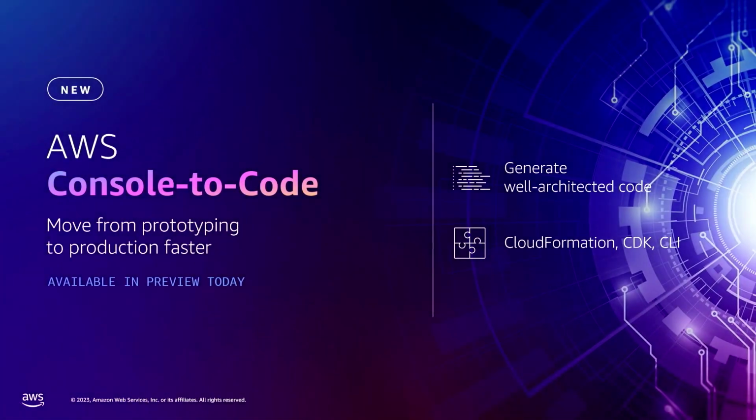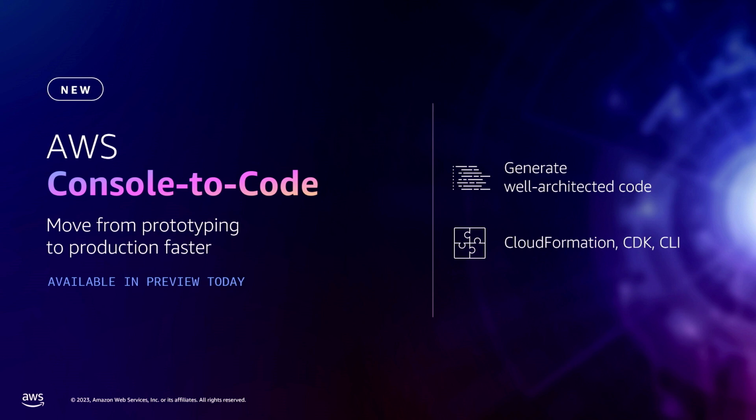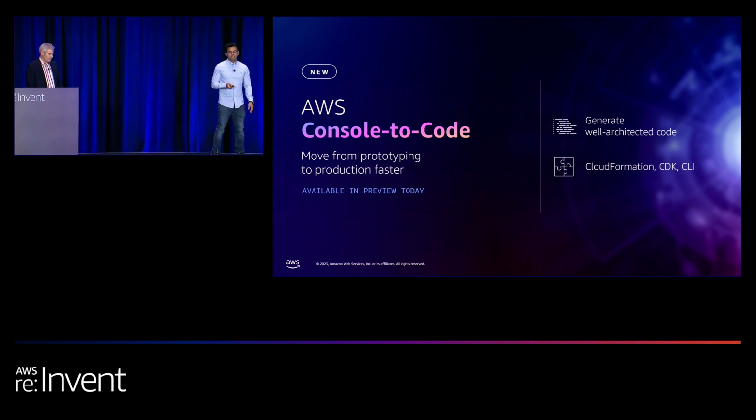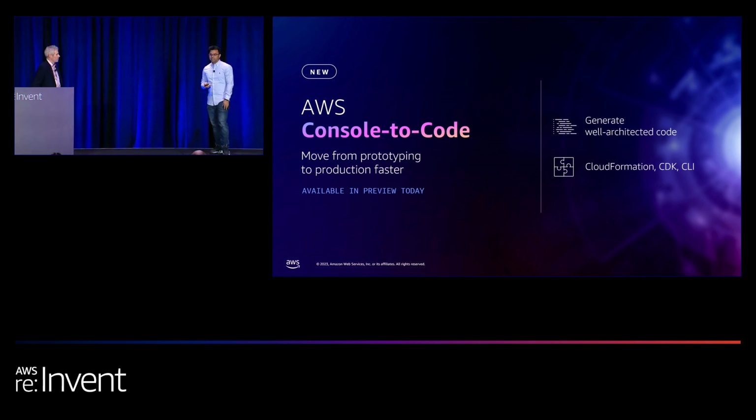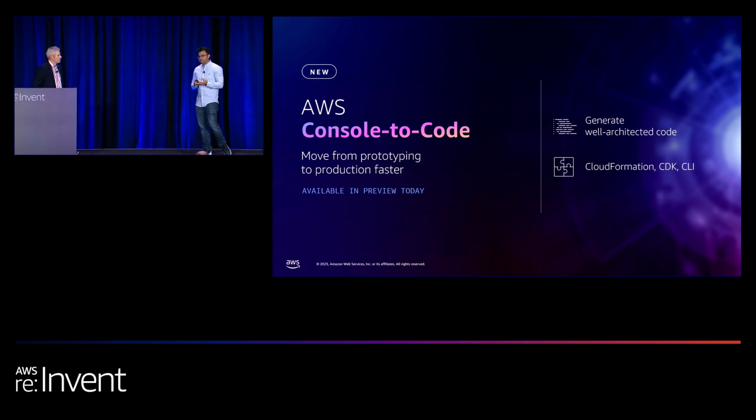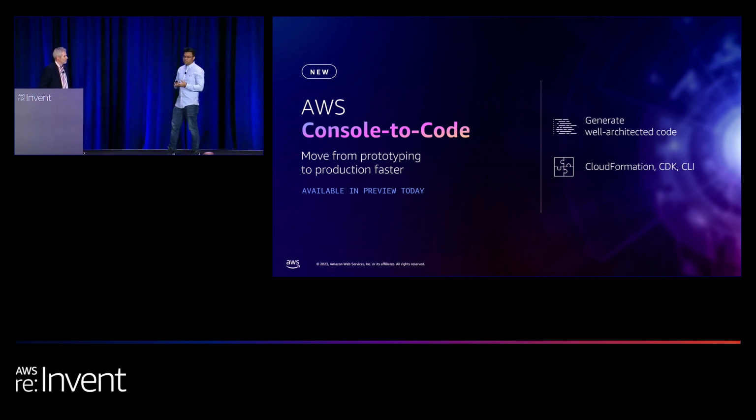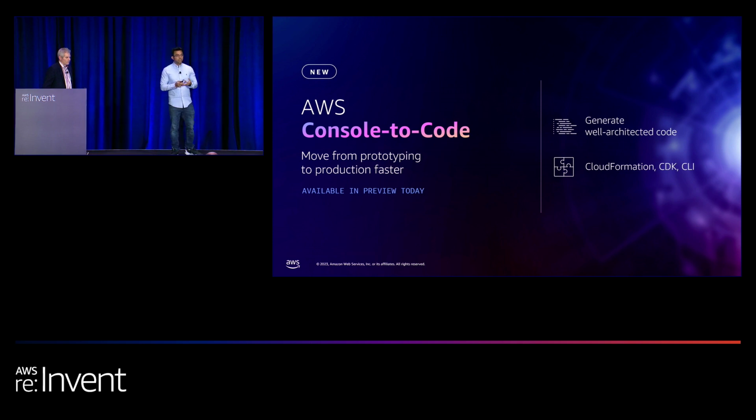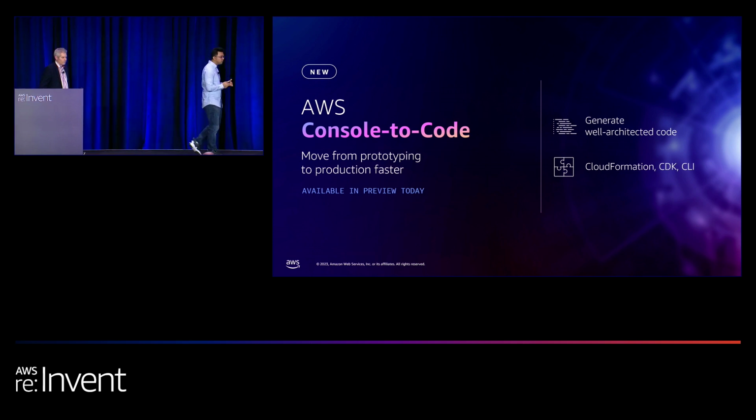Okay. Click forward. So this is the second launch we did in re:Invent. This is AWS Console to Code. It's a capability for our developers that makes it simple, fast, and cost-effective to move from prototyping in console to running production workload using code.